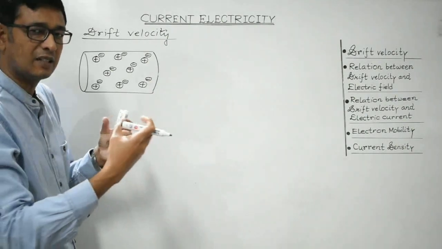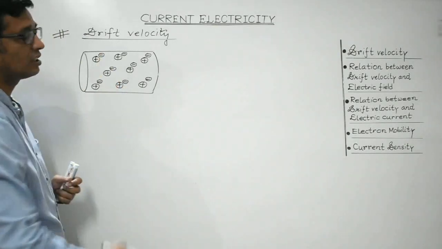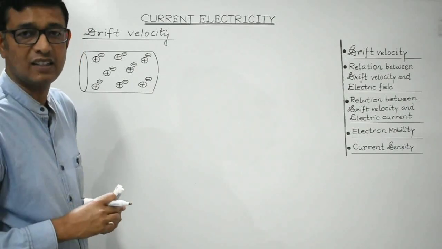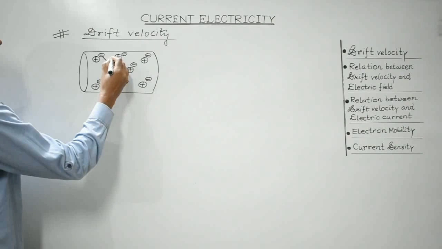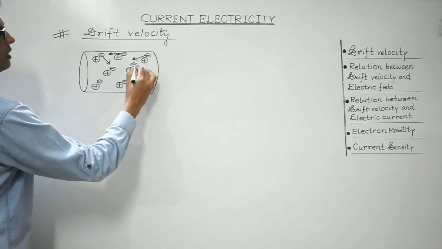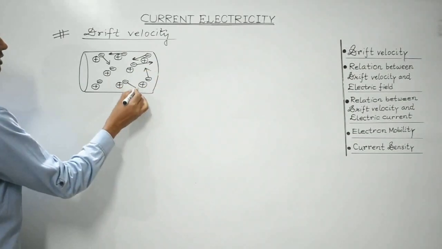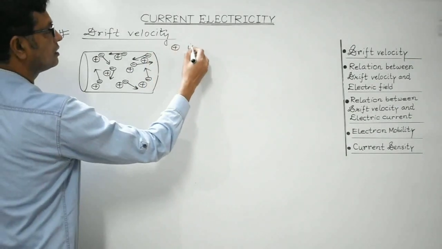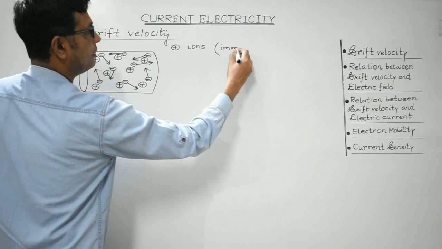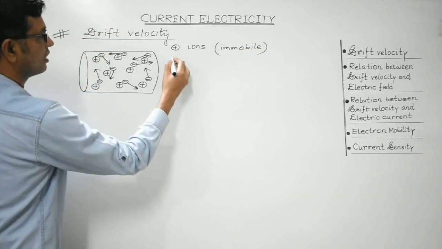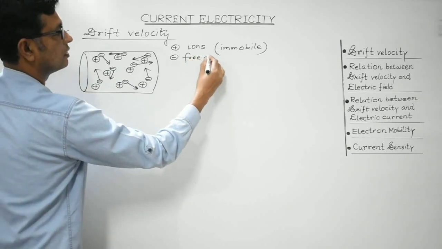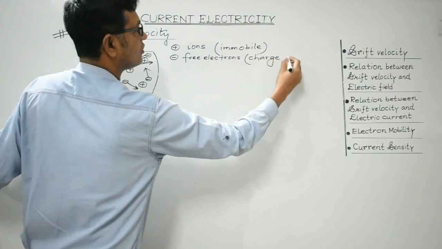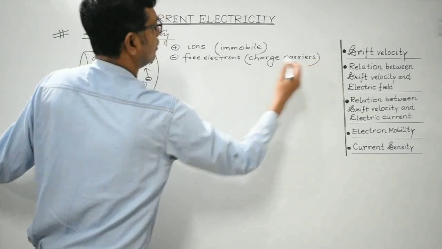Although inside a conductor the atoms are closely packed, yet the electrons are free to move randomly here and there. I am talking about free electrons which act as charge carriers. So in the absence of an external field, these electrons tend to move randomly. They have continuous random motion. So these are ions, they are immobile, they keep on oscillating about their mean position, and these represent free electrons, which act as charge carriers, right?